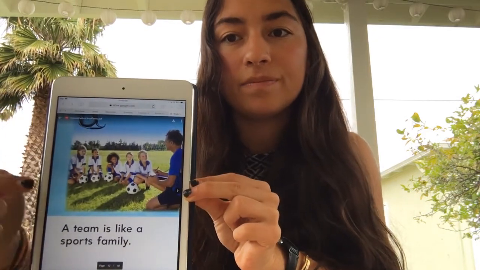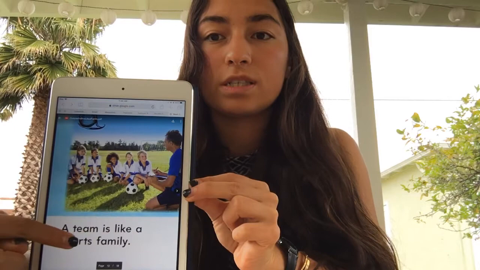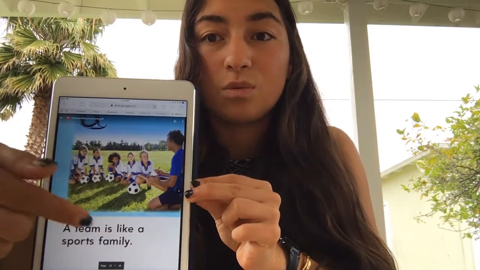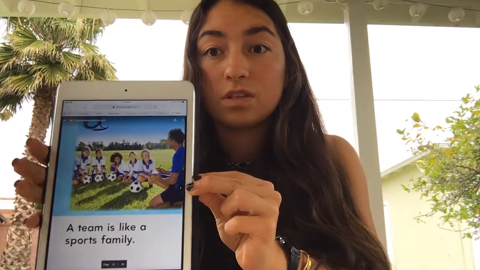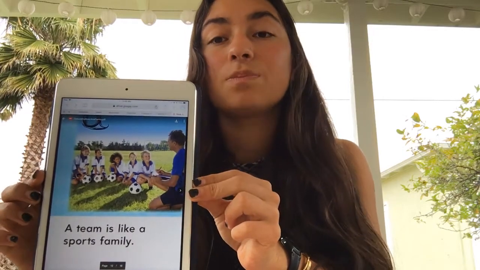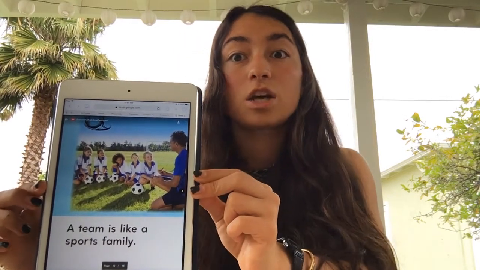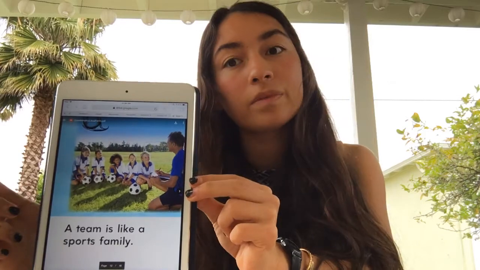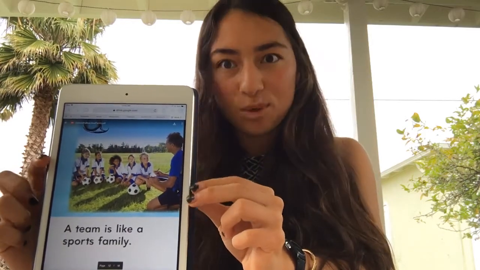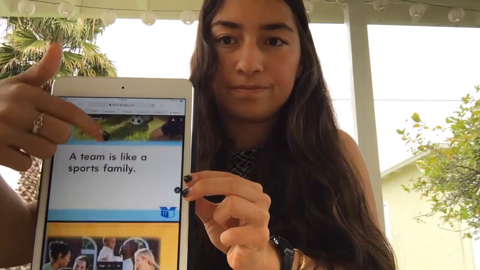A team is like a sports family. Sorry if the words look backwards on your screen. I'm not sure if they do. A team is like a sports family. So they said a class is like a school family, and now a team is like a sports family. Cool.